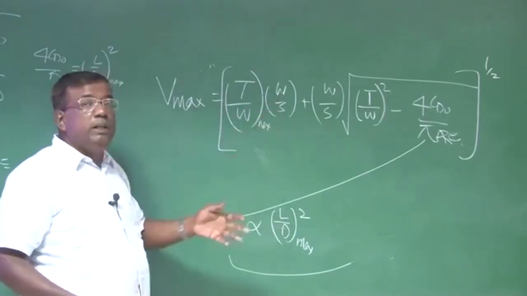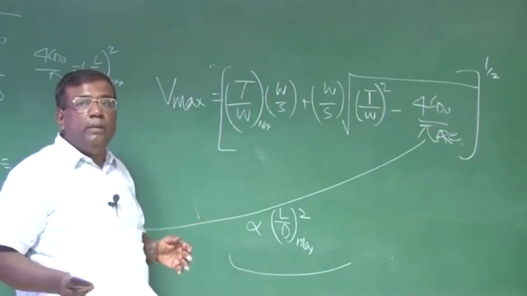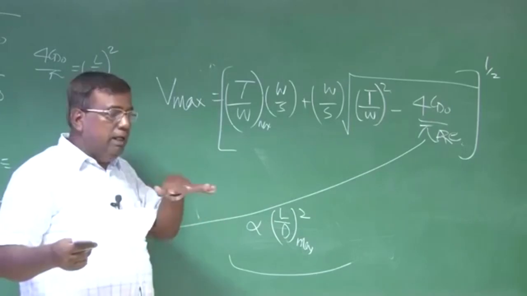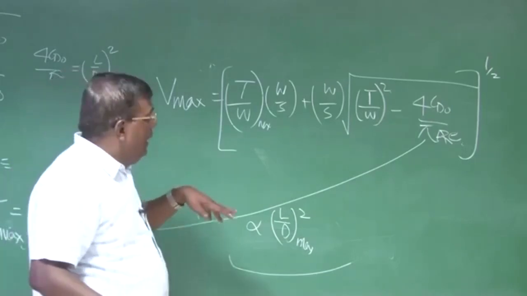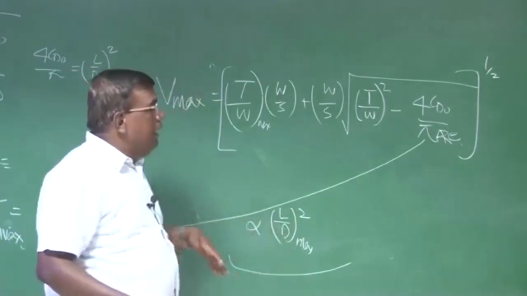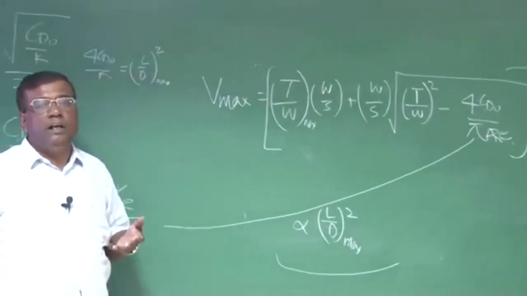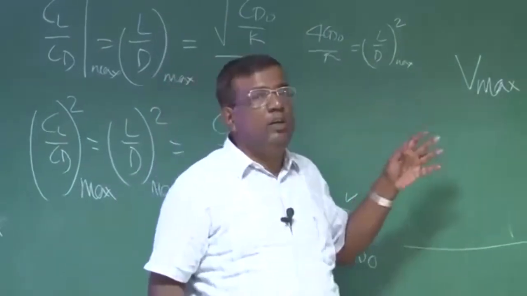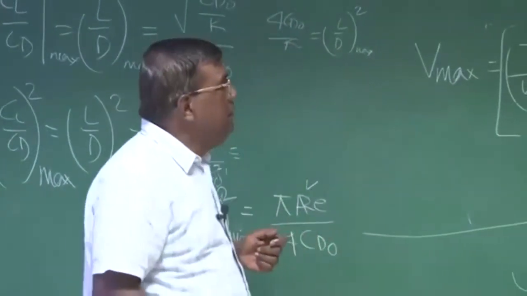W by S, if I want to increase it, lesser wing area means I need higher speed, higher V stall, to balance lift equal to weight. And L by D max, can I really fly at that L by D max all the time for a given aspect ratio? Is it possible? So, all these things you have to ask your question.